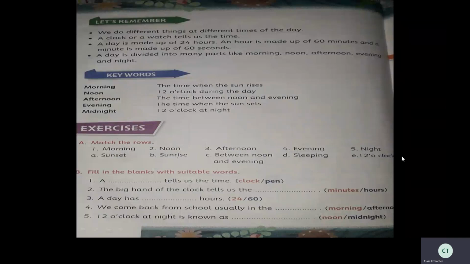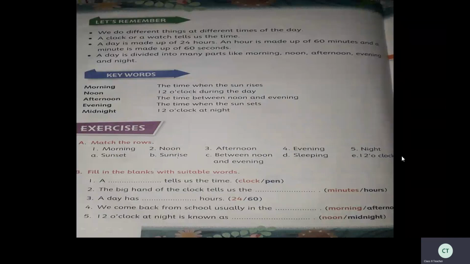Then next, a day has dash hours, 24 or 60. A day has 24 hours. The next, we come back from school usually in the dash, morning or afternoon. Yes, we come back from school usually in the afternoon. The next, 12 o'clock at night is known as dash. Yes, the answer is midnight.